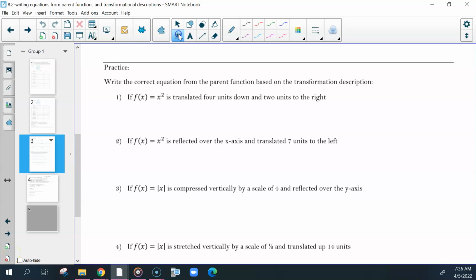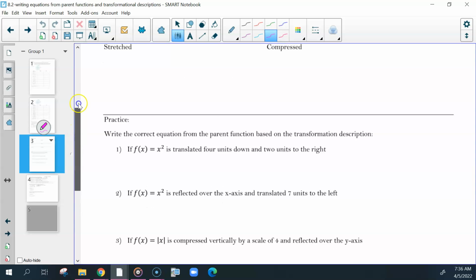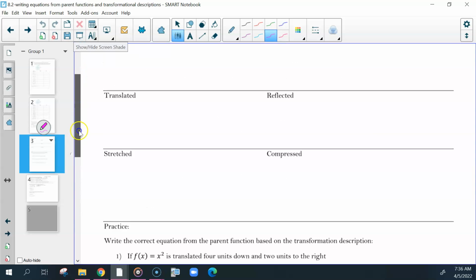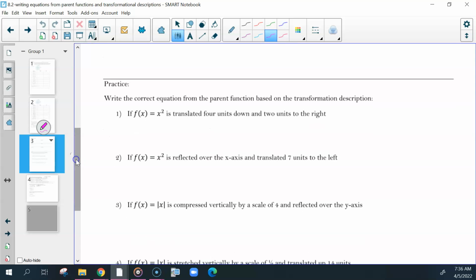So for number 2, our parent function is x squared. It's reflected over the x-axis. Look back at what we did here as well as previous stages. If it's reflected over the x-axis, is that vertical or is that horizontal? Say it again. Vertical, yes.